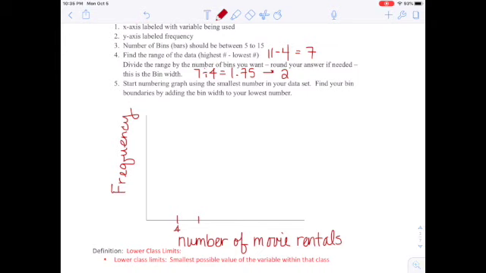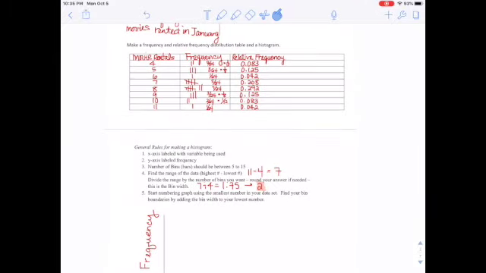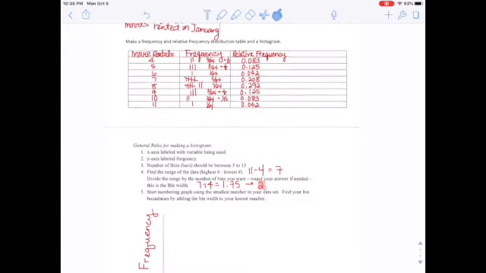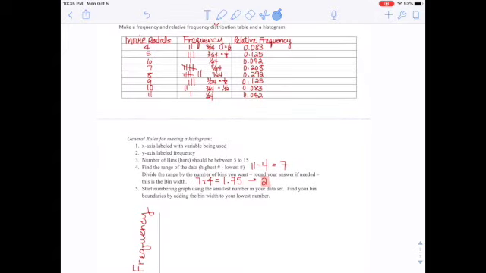So that's going to be 6, 8, 10, and 12. That's how I'm going to label my bin size, going up by 2. Now my frequency is on the side. If you look at the frequency, the biggest number is 7, so I'm going to go with 0 to 8.